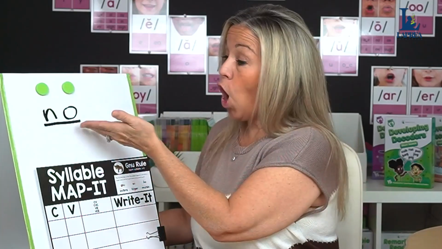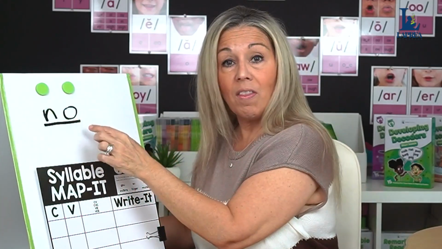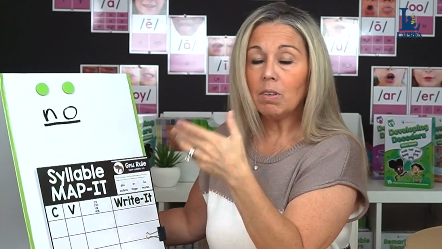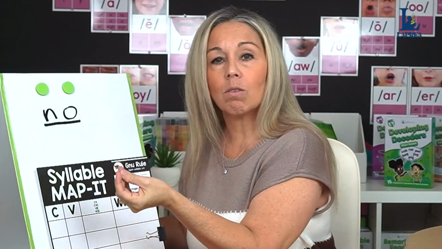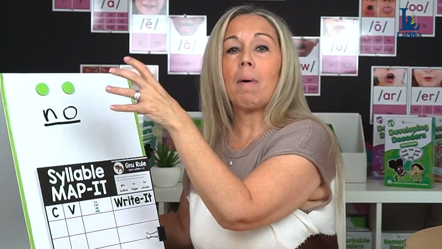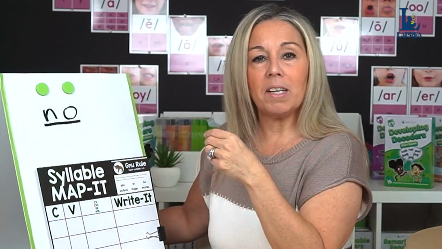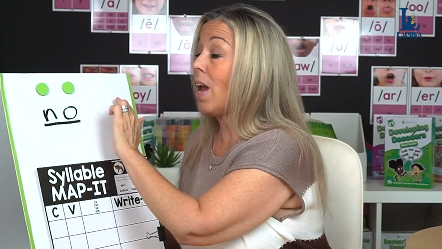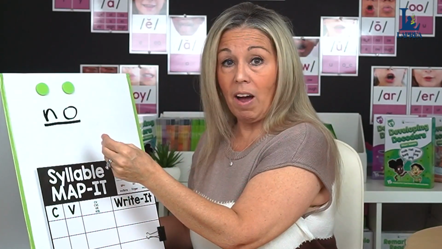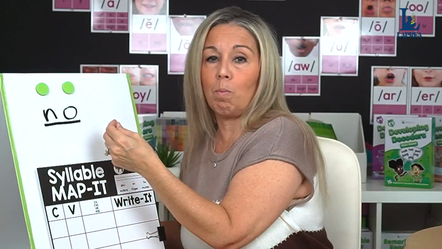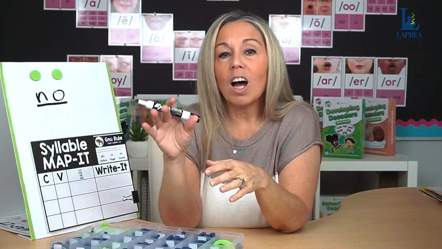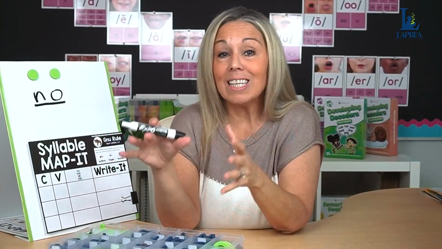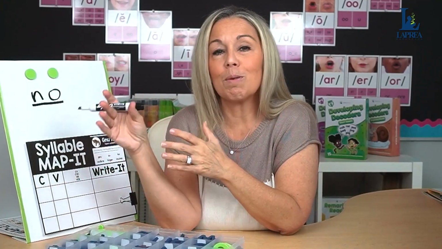Now, since no and the O is an open syllable, it again makes its long sound. So when we map that word by writing the letters N and O in the spaces where we tapped out the sounds, it makes it that simple to say, okay, this word ends in a long vowel sound, therefore it's an open syllable.